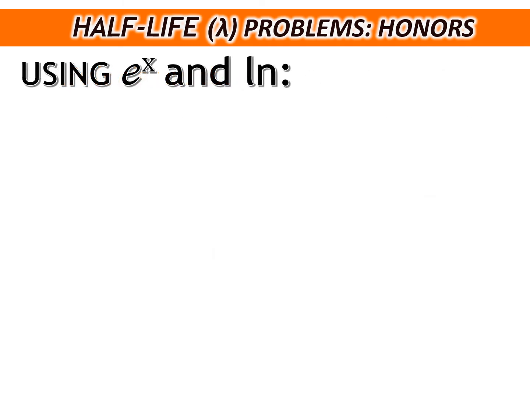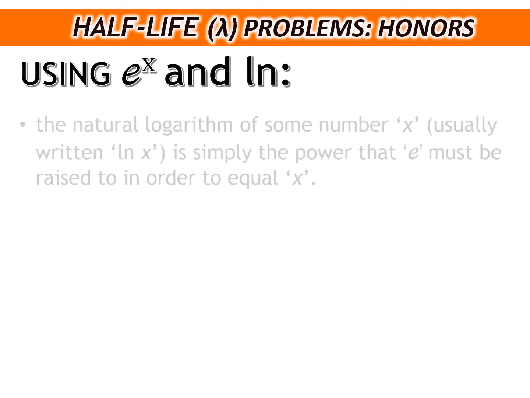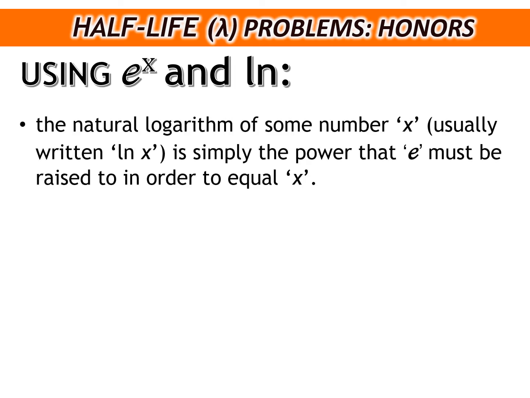If these are two different ways of describing the same phenomenon, we should see some similarities in how these functions operate. Now, the natural logarithm of some number x, which we often write ln x, is simply the power to which Euler's number must be raised in order to equal x. That's kind of awkward when we say it in a sentence, but if we consider some examples, it'll make it easier to understand.